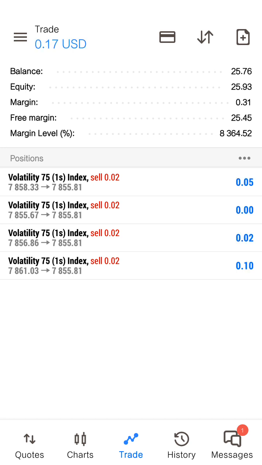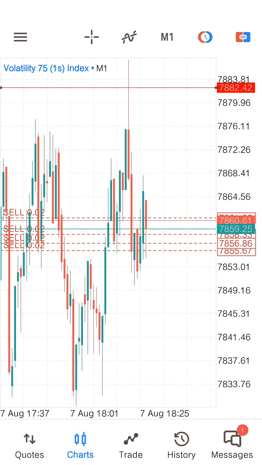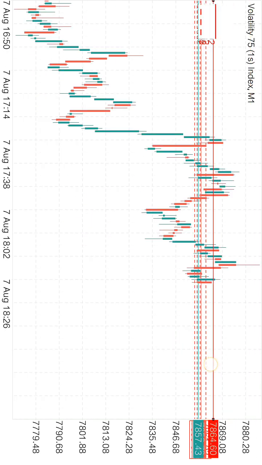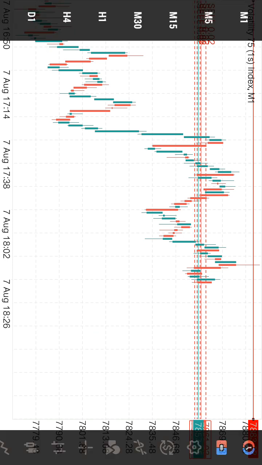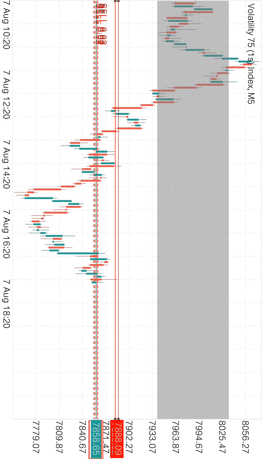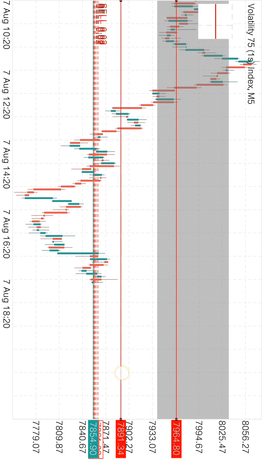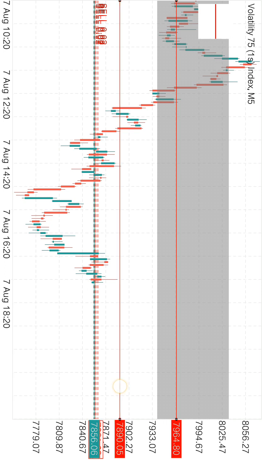I'm trusting the volatility. Okay, so my stops are here. Let me set the stop loss. This is a live trade. So my stops are above here. This is where my stops are.